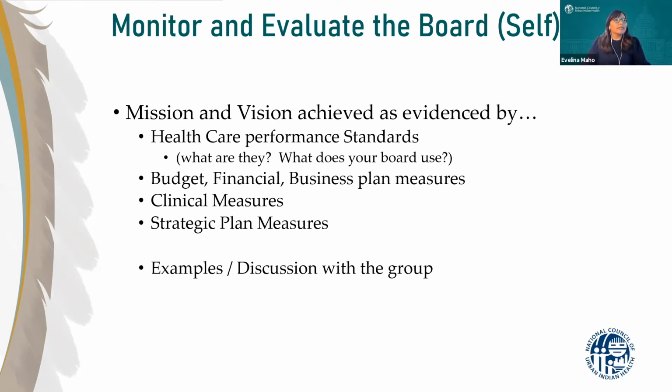Typically, it may also include the budget, the financial aspects and reports, the business plan measures, clinical measures, and the strategic plan measures. I'm going to reserve some time at the end of our talk to discuss some examples of this. But making sure that the governing board also has a clear, actionable framework for oversight of all the dimensions of quality is also a good recommendation.